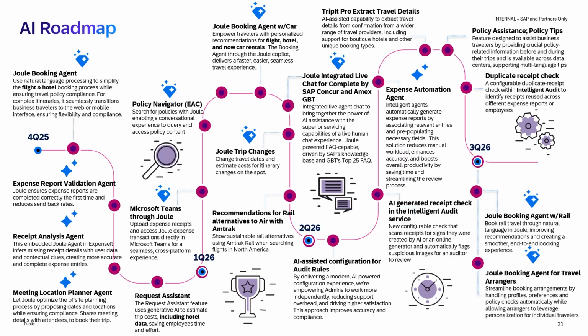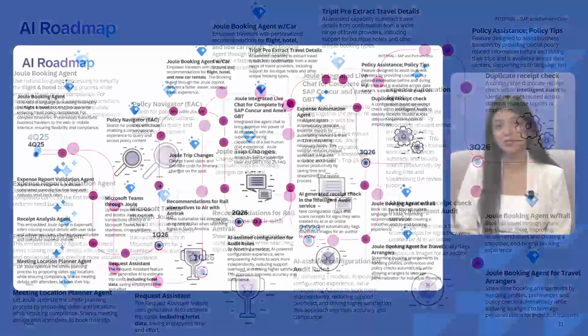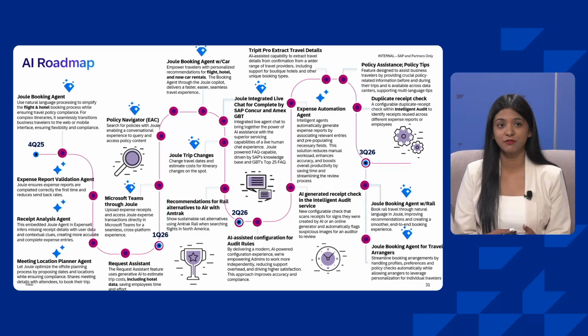Then in Q3, we're further enhancing the Joule Booking Agent with Rail and the Joule Booking Agent for travel arrangers. This slide looks busy, but it also goes on to show the amount of investment that we are making in Joule and AI innovations at Concur. But mind you, this is not the full roadmap.